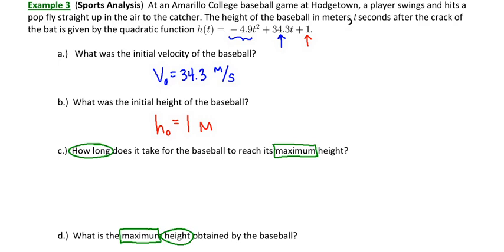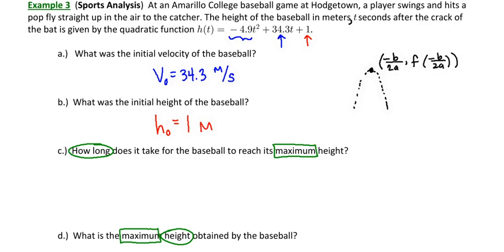Now let's envision the pop fly. It's going to go up, it's going to hit its maximum height, and then it's going to come back down. The maximum height is the vertex of our parabola. Now remember, we calculate the vertex as negative b over 2a, f of negative b over 2a. That vertex has two components.